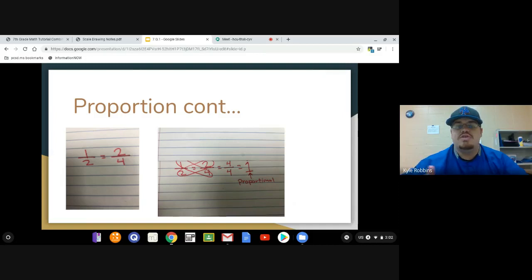Here's another way, and I worked this out on a piece of paper, and I hope you can see it pretty good. We started with the same proportion, 1 to 2 equals 2 to 4. On this one we're going to do cross multiplying. If you look at the picture on the right, you take the top left and it goes with the bottom right. In this one, I've circled them. It's going to be 1 and 4.